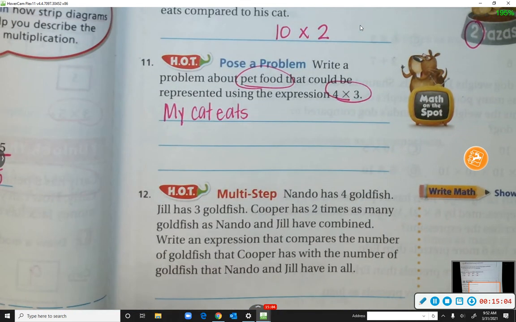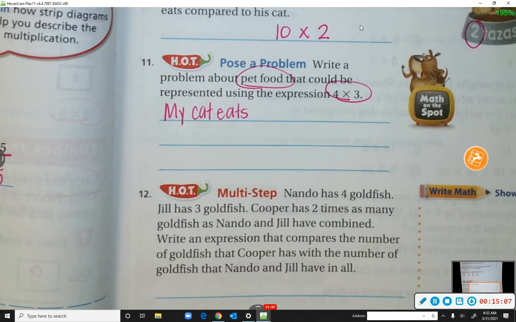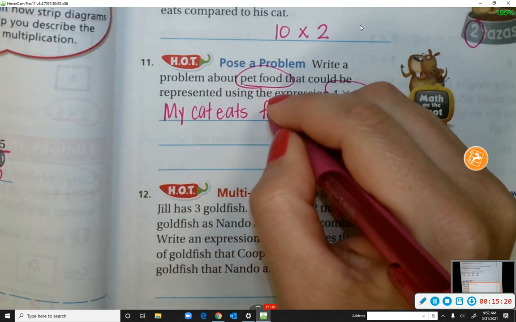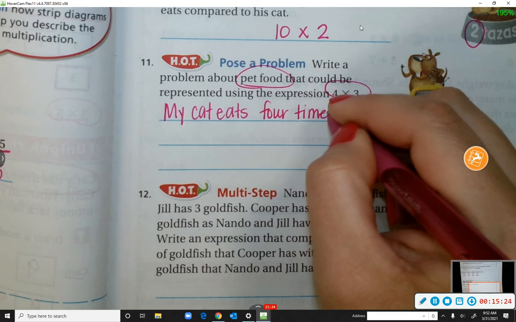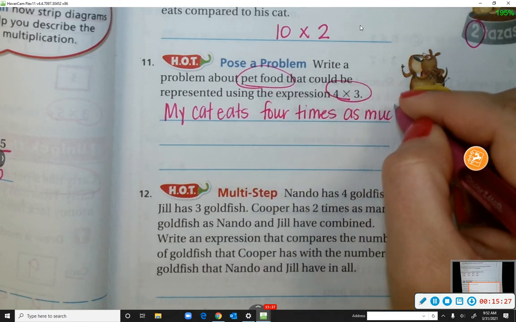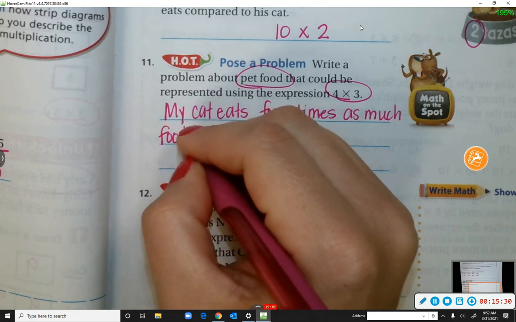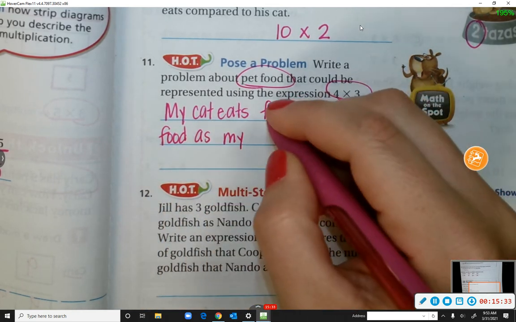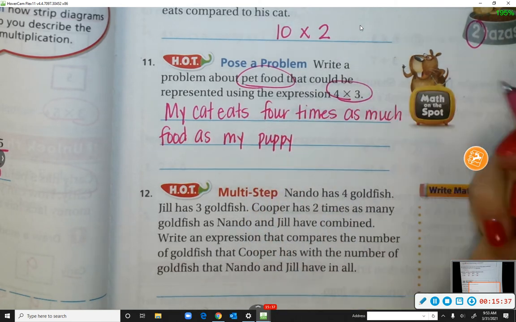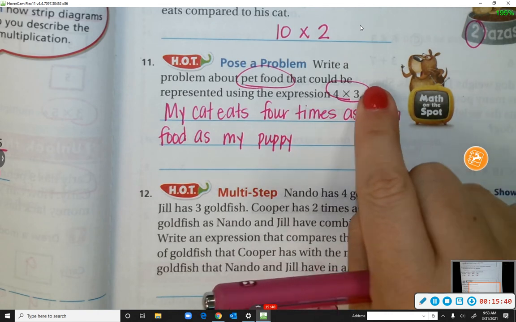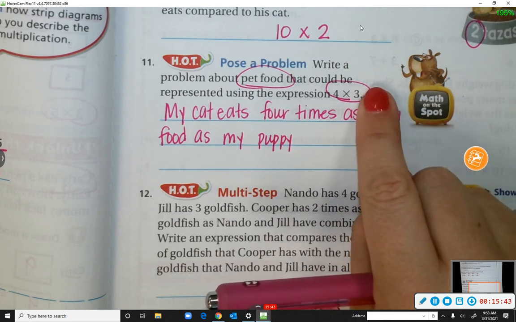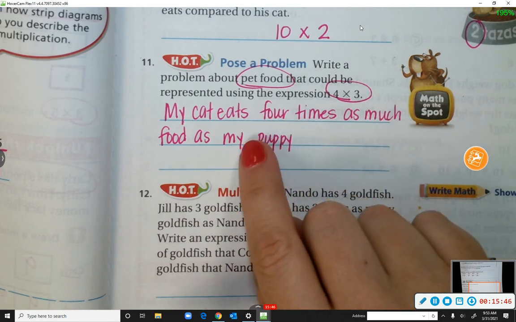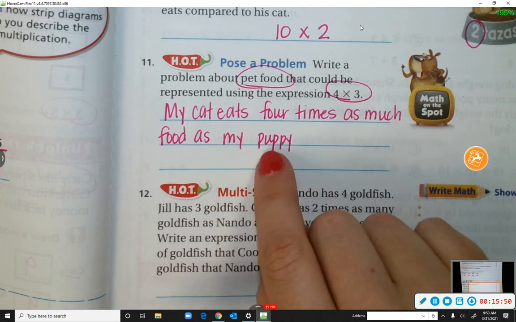So what would we write for 4 times 3? Evangeline? 4 as many. 4 times as many as 3. Good. My cat eats 4 times as much food as my puppy. But do we need to include the 3 somewhere? Yes, we do. My cat eats 4 times as much food as my puppy.